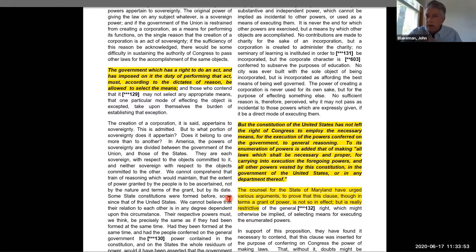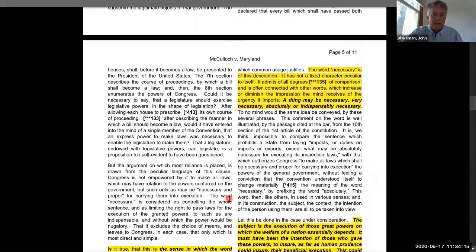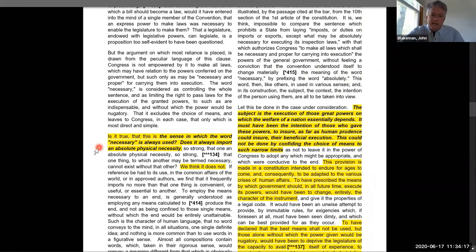Now think about what Maryland's up to here. If Maryland wins this argument, that one little word "necessary" is now interpreted very, very restrictively. And from a state's rights point of view, that's exactly what you want. Now, John Marshall, of course, the Federalist, says, is this the sense in which the word necessary is always used?